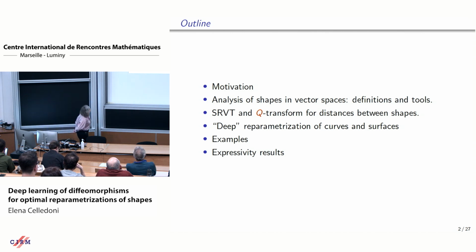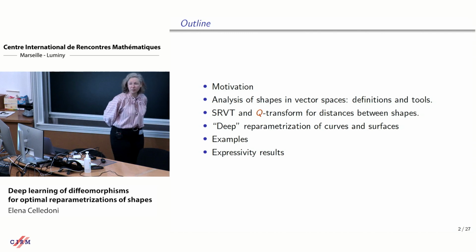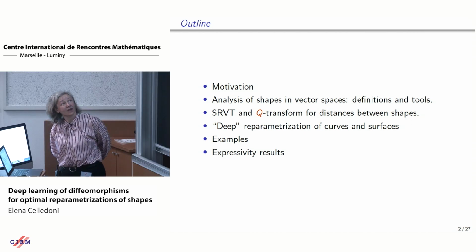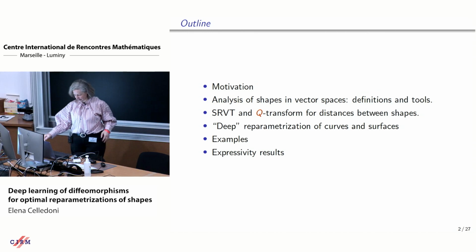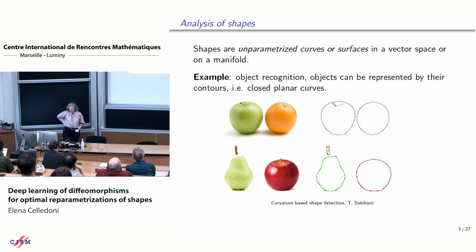And I will talk about the approach based on the square root velocity map and the Q transform to compute distances between shapes. And then I will address the main problem that I'm discussing today, which is the reparametrization of curves and surfaces. How to find the optimal reparametrizations of surfaces and curves. And then I will give you some examples and some theoretical results, if the time allows me.